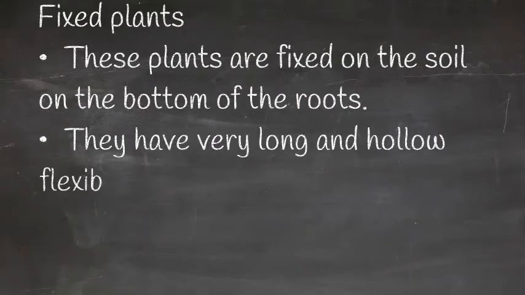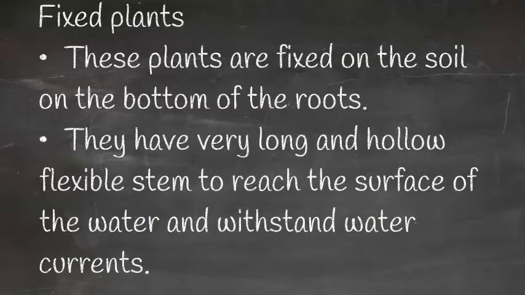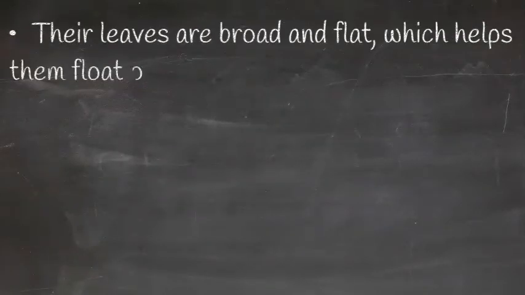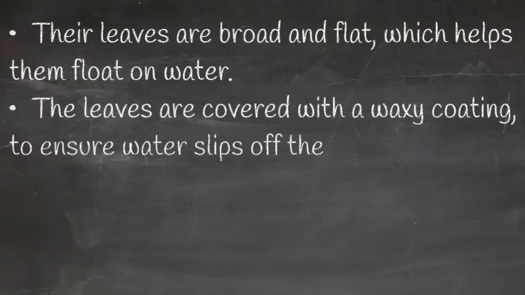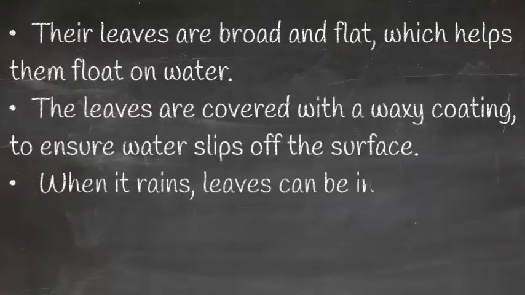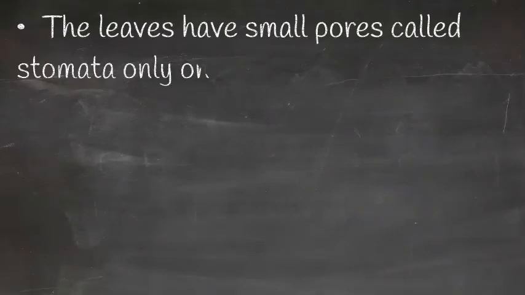Fixed plants. These plants are fixed in the soil at the bottom by their roots. They have very long, hollow, flexible stems to reach the surface of the water and withstand water currents. Their leaves are broad and flat, which helps them float on water. The leaves are covered with a waxy coating to ensure water slips off the surface. When it rains, leaves can be in touch with air to take in oxygen.